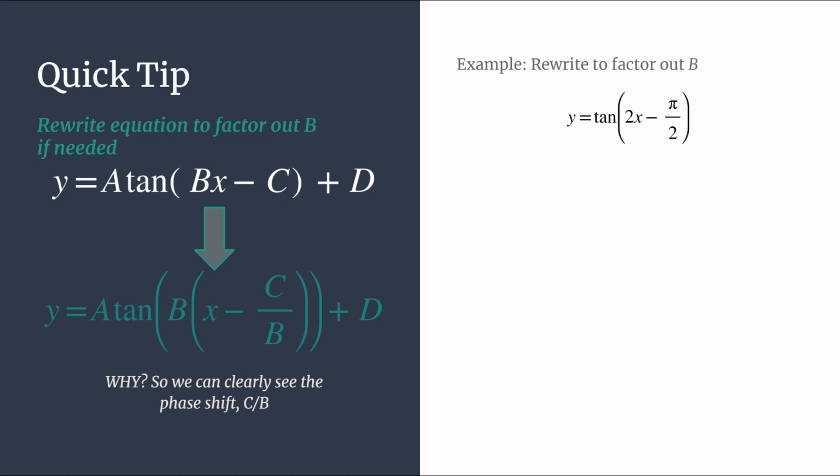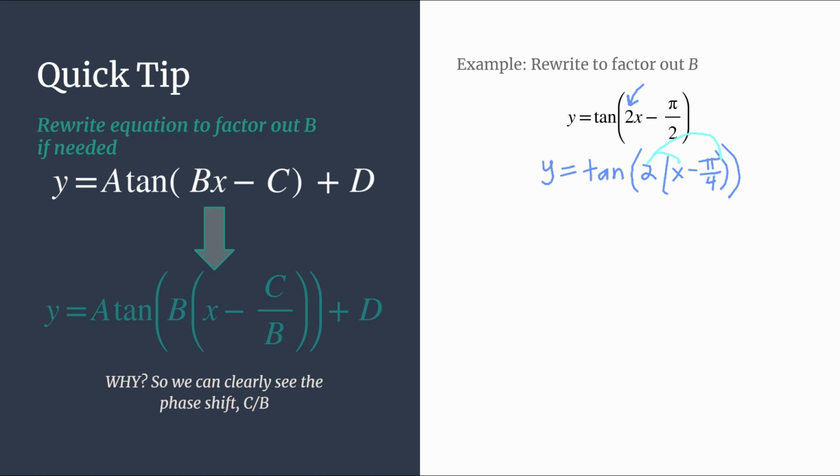Okay, so here's a quick example so that we can actually see what it would look like to factor out the b term. We see 2 is b, the term in front of x, so we're just going to factor that out. We'll have y equals tangent, we'll pull out a 2, and we'll be left with x minus pi over 4. You can always double check yourself by just distributing that 2 back. So here we'd have 2x and minus 2 pi over 4, which is the same thing as minus pi over 2.